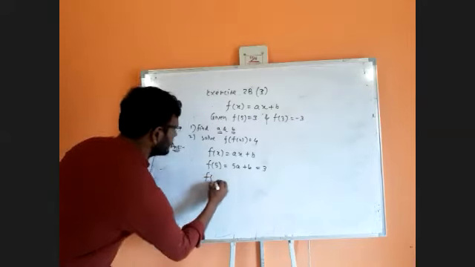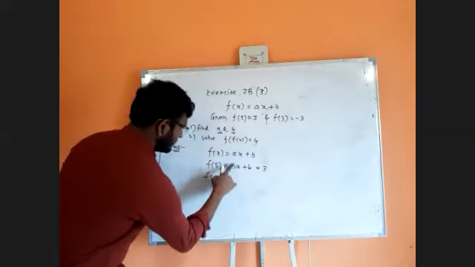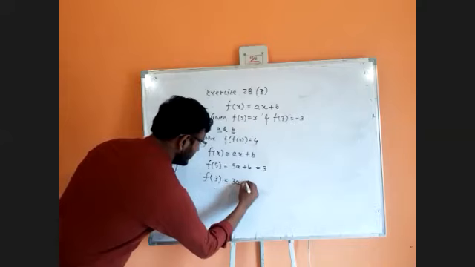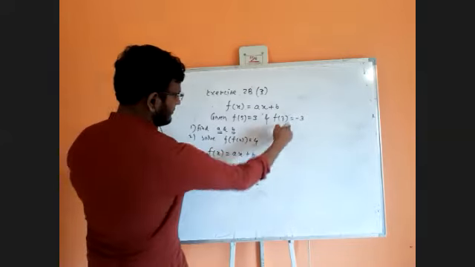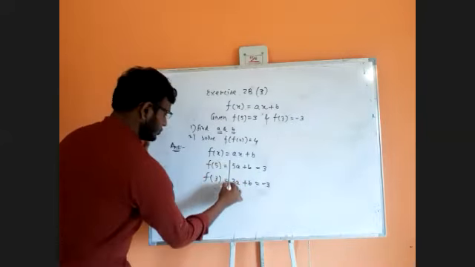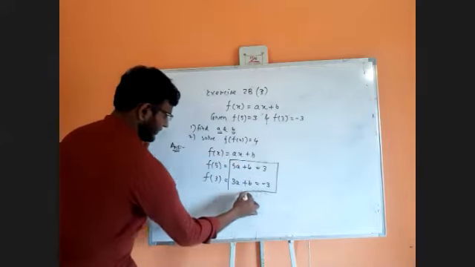Next, f of 3. So just put 3 over here. So 3a plus b. But what is f of 3? f of 3 is minus 3. So these are the two equations that you got. You have to solve these equations simultaneously and get the values of a and b.